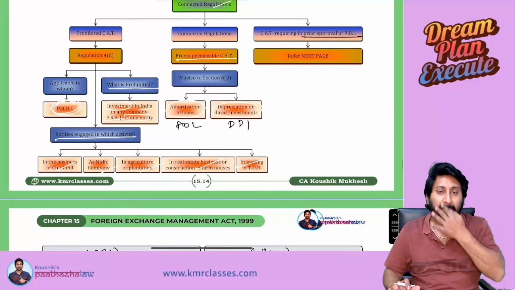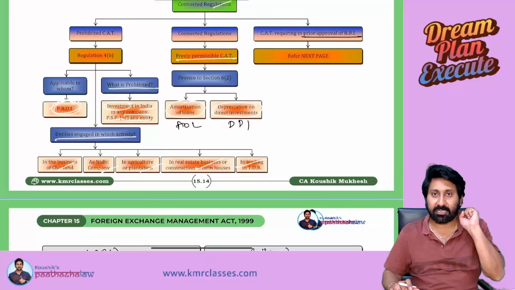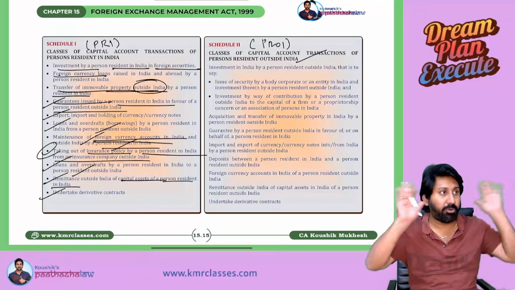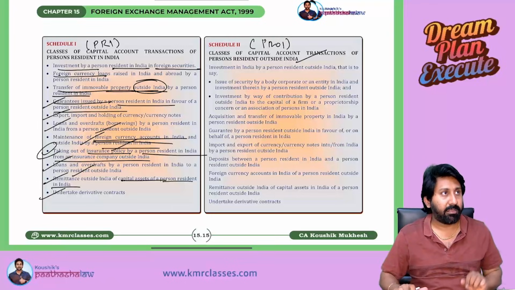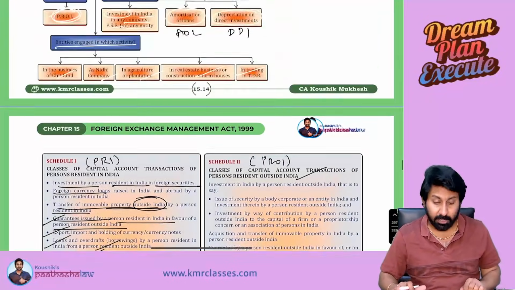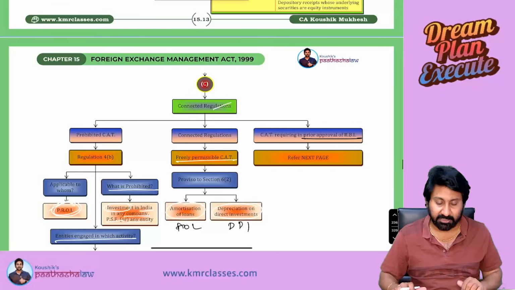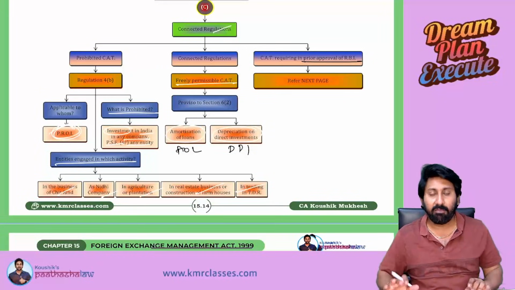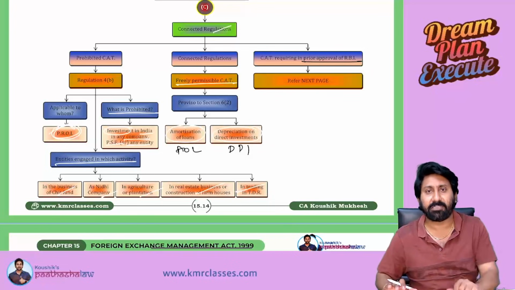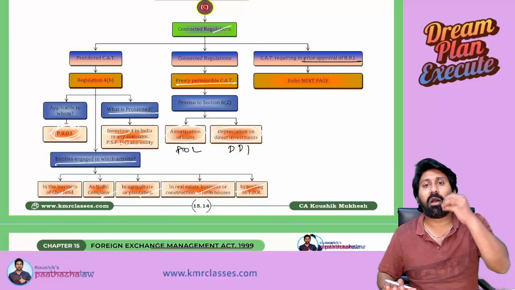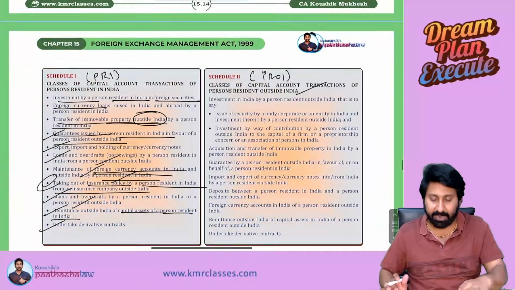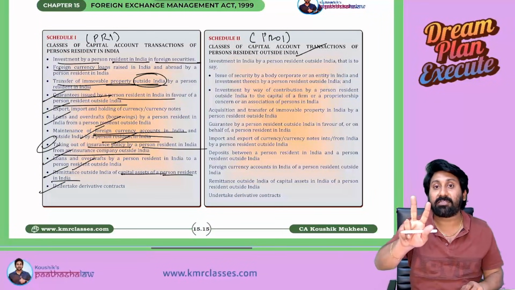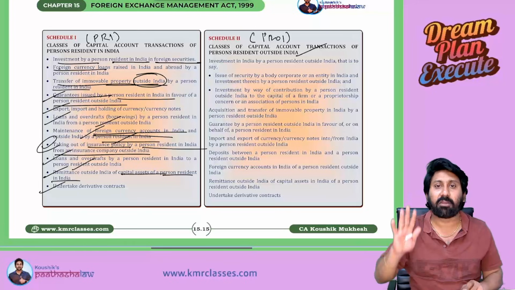Capital account transactions are of three types. Capital account transactions which are permitted with approval of RBI or CG. This list you need to keep in mind. Next, capital account transactions which are strictly prohibited, and capital account transactions which are permitted freely. Freely permitted only two: amortization of loan and depreciation on direct investment. Prohibited are all others other than freely permitted and permitted with RBI. All others are prohibited.